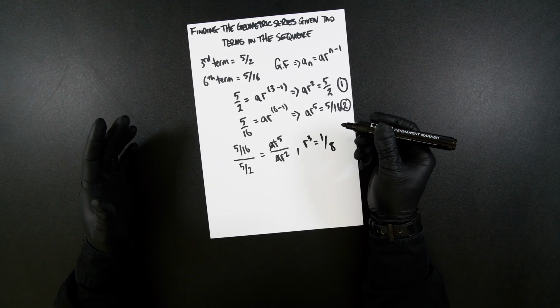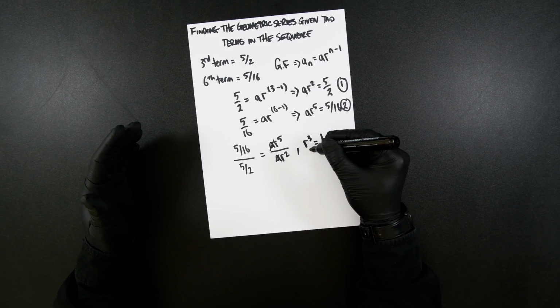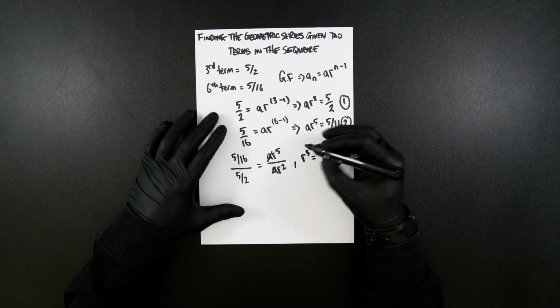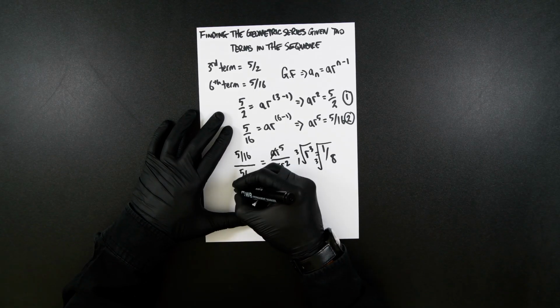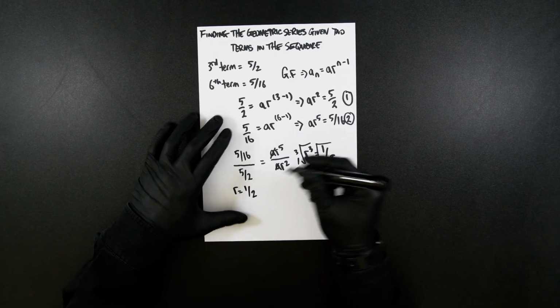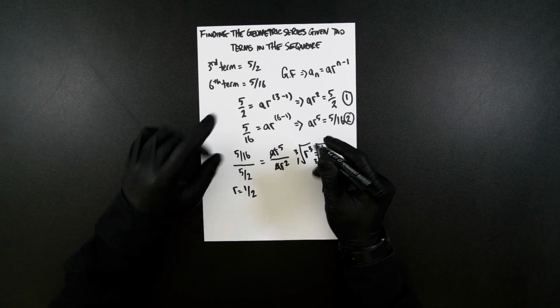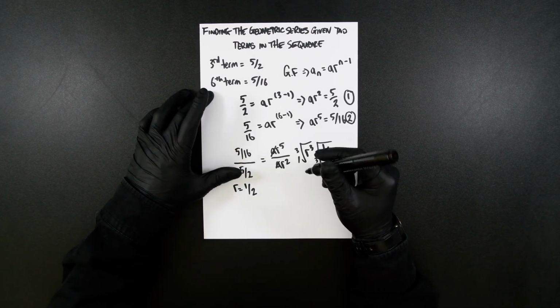How do we simplify that? How do we just get r by itself? Simple. We take the cube root of this. So if I do the cube root of that and the cube root of that, r is going to equal a half. We've got one unknown. We're actually smashing it.